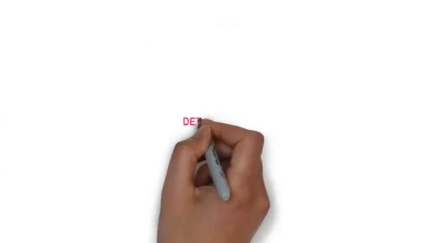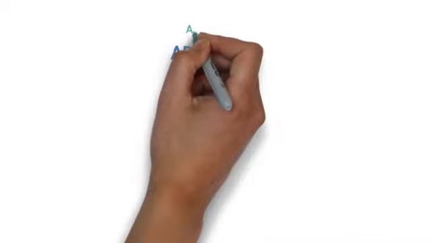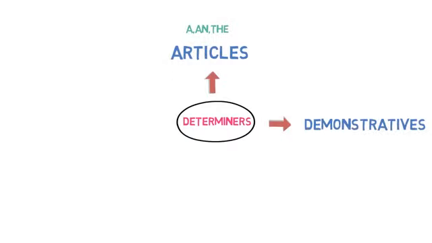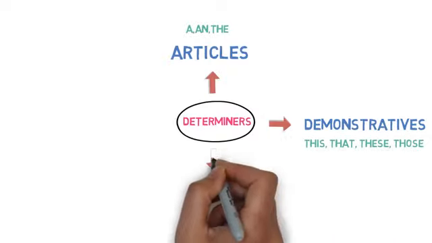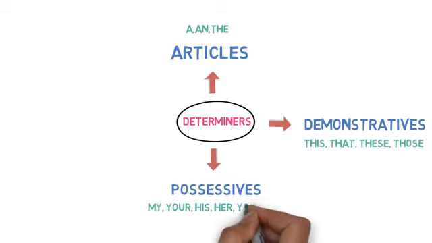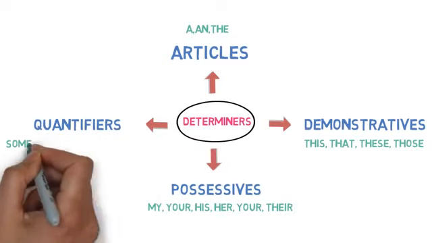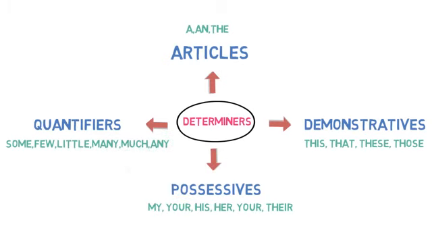Now, determiners are basically divided into four types. First, articles, which are a, an, the. Second, demonstratives, which are words like this, that, these, those. Third, possessives, which are words like my, your, his, her, our, their. And fourth, quantifiers, which are words like some, few, little, many, much, any. Now, let's have two examples of each type to make you clear about them.